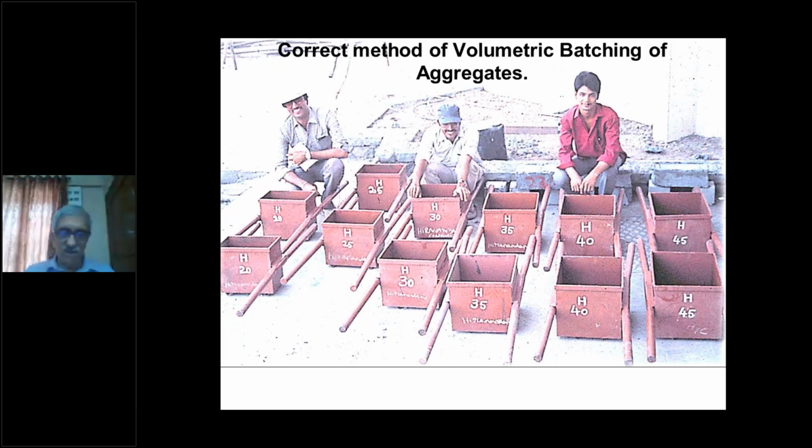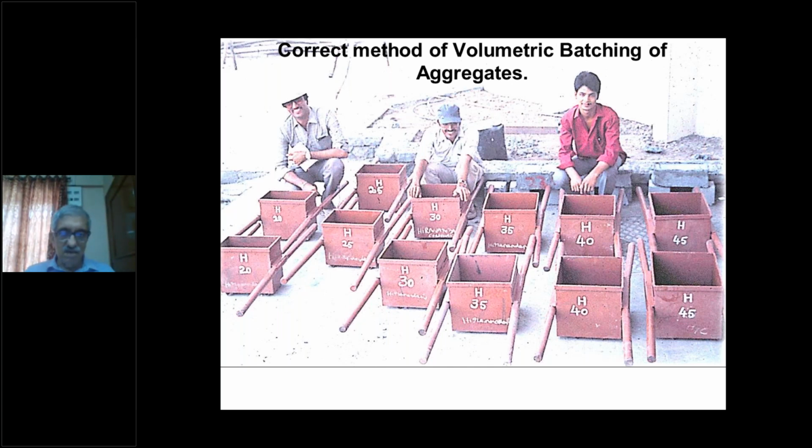The aggregates are batched using any type of vessel, like what I'm showing you on the slide is the kadais which are used to make jalebis and sweetmeat in Mumbai is used for batching sand in Kerala. The correct way of volumetric batching is to have these steel boxes, 12 in number, 2 of 45 liters, 2 of 40 liters, 2 of 35 liters, 2 of 30 liters, 2 of 25 liters, and 2 of 20 liters.